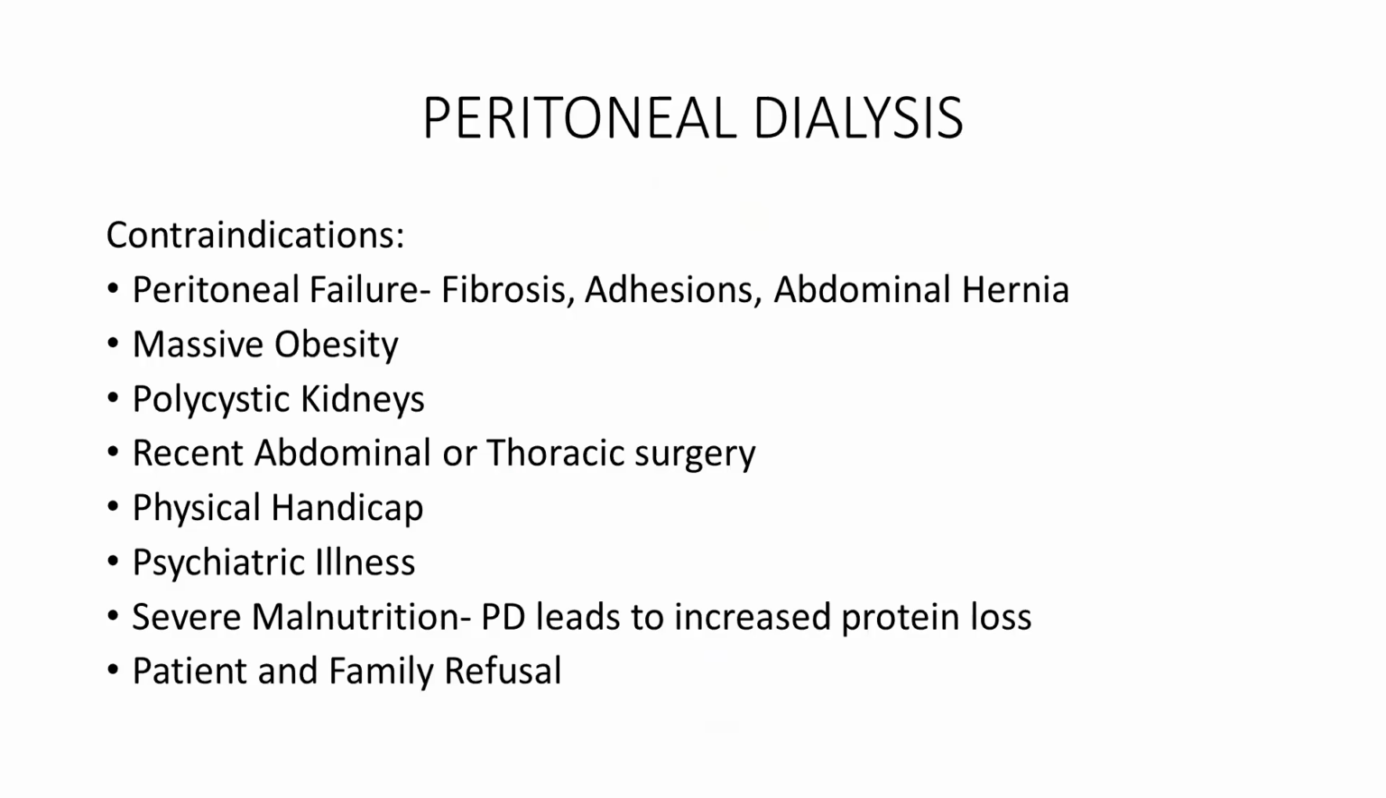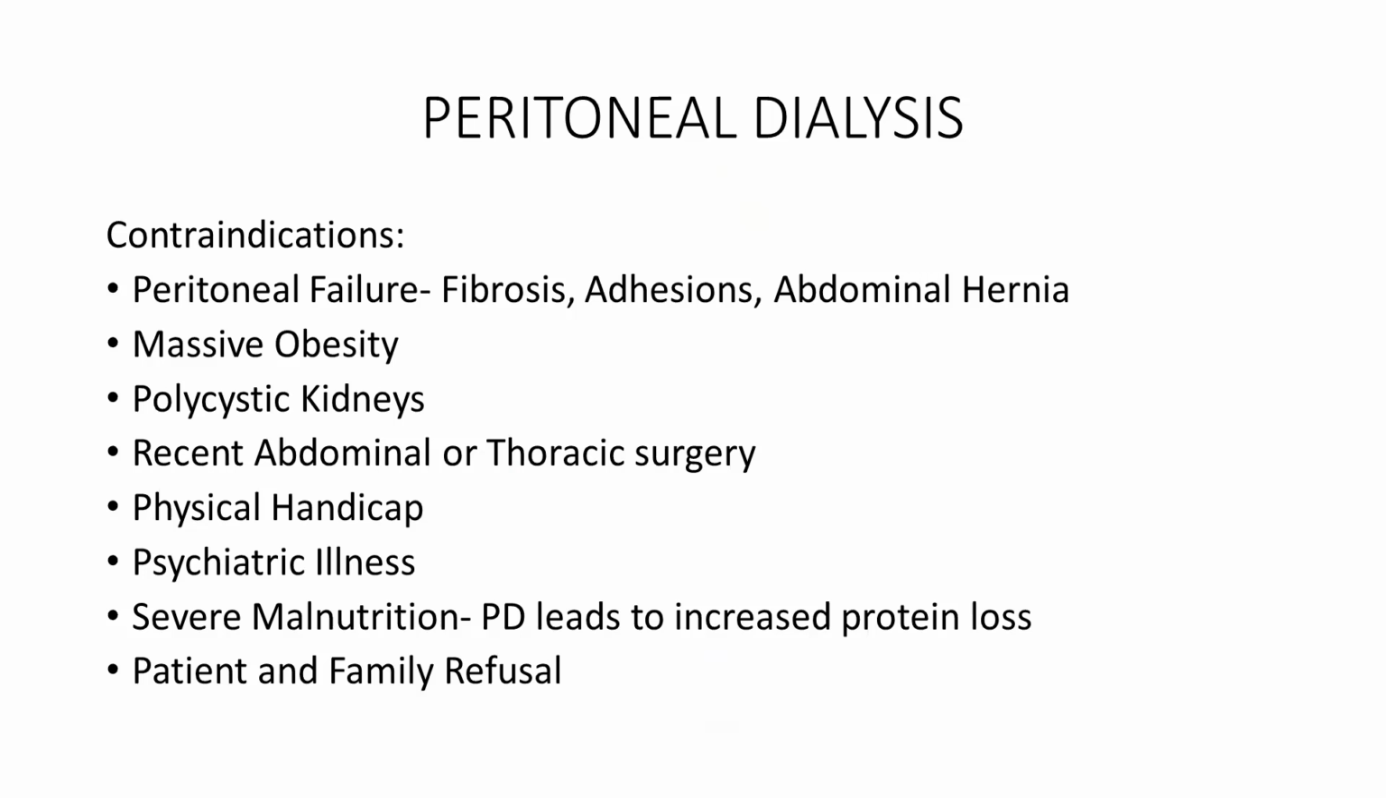Now, what are the contraindications for peritoneal dialysis? You should be knowing the contraindications. Peritoneal fibrosis means the peritoneum is not in a position to perform ultrafiltration and clearance, it can be because of fibrosis, adhesions, or abdominal hernia. Massive obesity is also a contraindication for peritoneal dialysis.